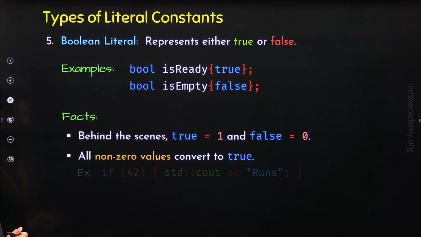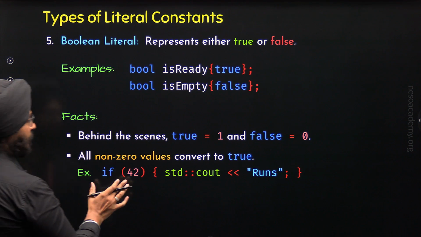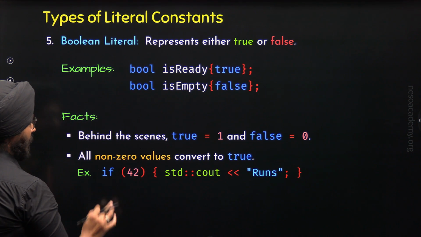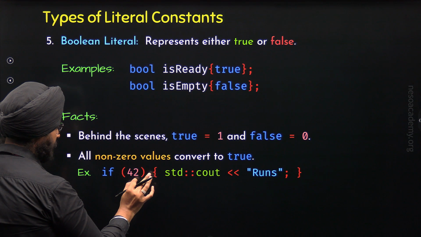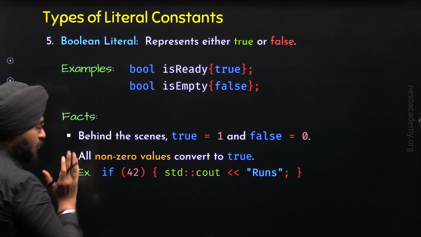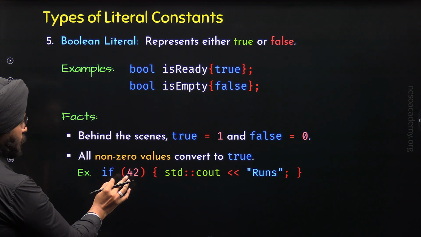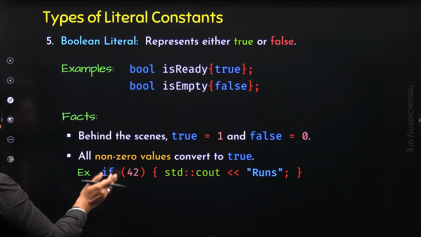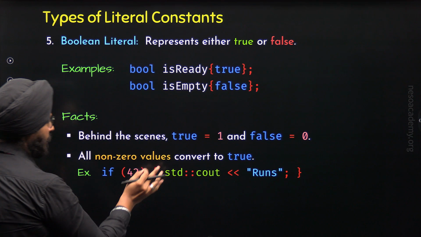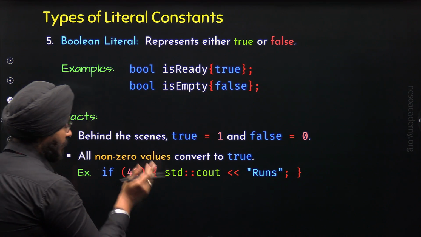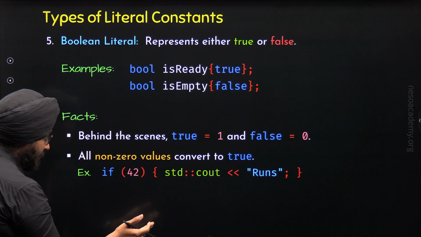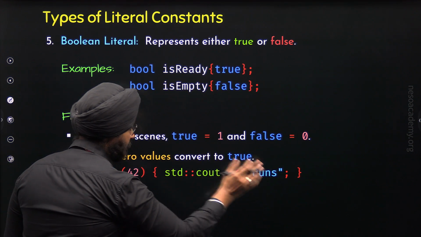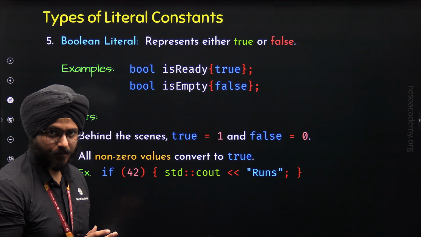Let's take one example. Let's say we have this if construct. Here, in the if construct within parentheses, we specify a condition. Based on the condition, the code within braces executes. If the condition turns out to be true, then the code within braces will execute. If the condition turns out to be false, then the code within braces will not execute.